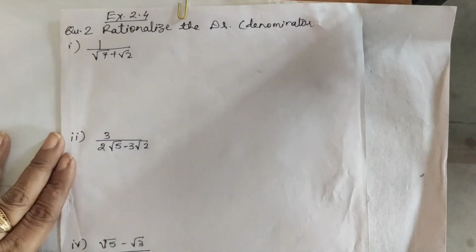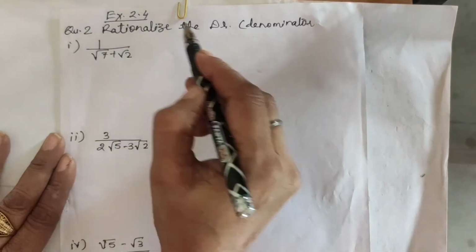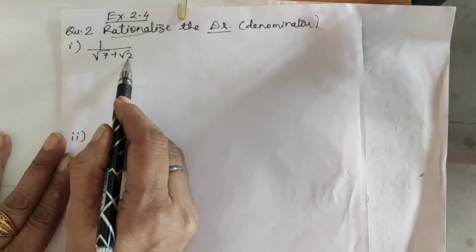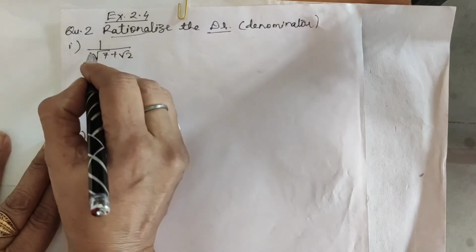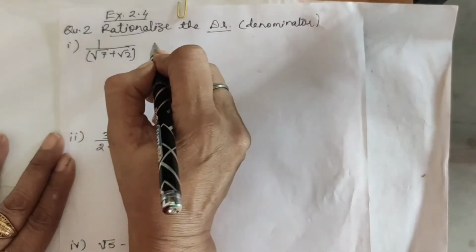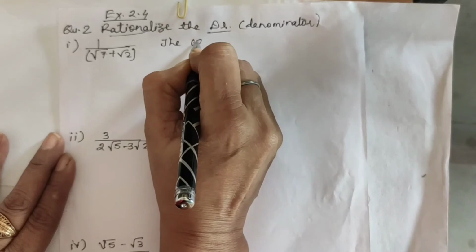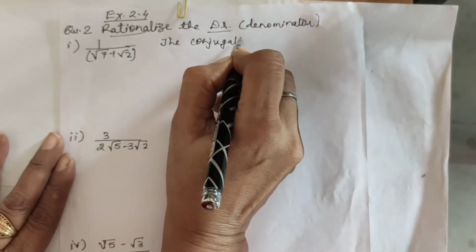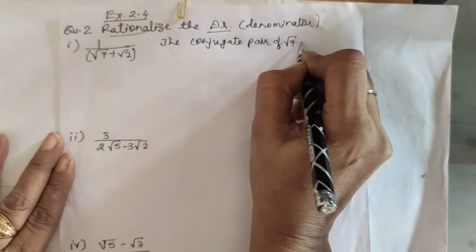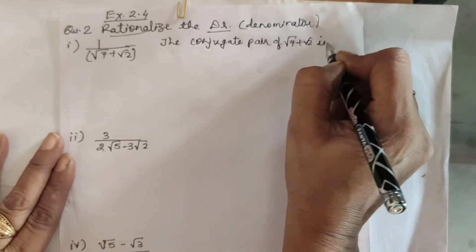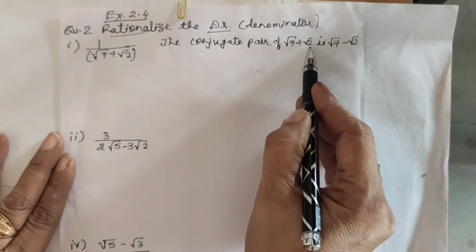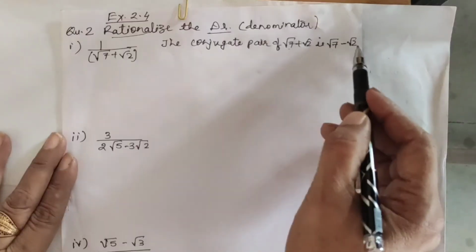See this example, exercise 2.4, question number 2. Rationalize the denominator. You have to rationalize what? Denominator. As you can see here, a binomial surd is given. In the question, bracket is not given, but you always take bracket as it's a binomial. So what will you write first? First you will write the conjugate pair of root 7 plus root 2, which is what? Just change the sign, root 7 minus root 2. Either you take root 7 as negative or you take root 2 as negative. So root 7 minus root 2.